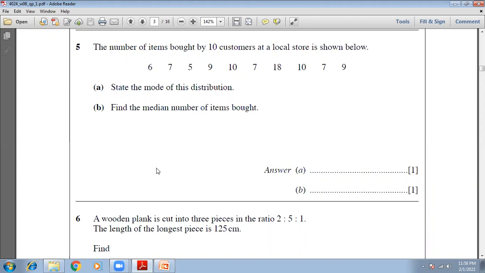Then the B part is to find the median number of items bought, and if you want to find out the median, you will write the data in descending order, or you can write that in ascending order, and then you will check which number is in the middle. There might be one number in the middle. There might be 2 numbers in the middle of the data. So if there are 2 numbers, just add them up and divide by 2. You get the median. Let me show you how we have done this.